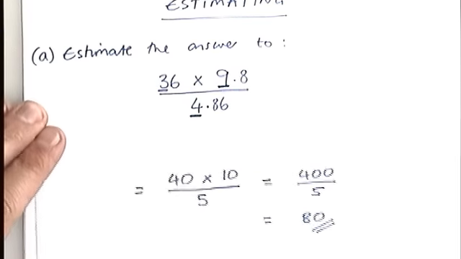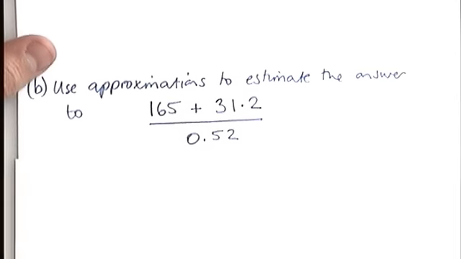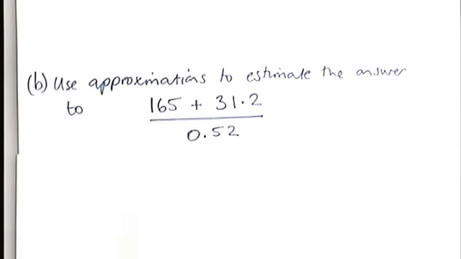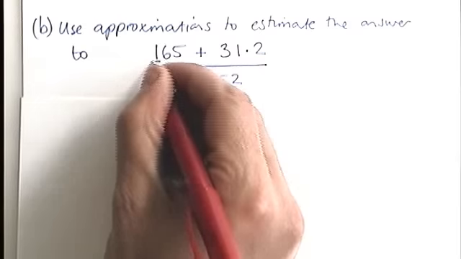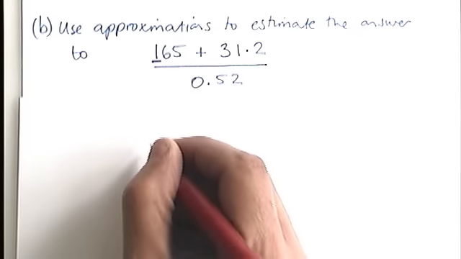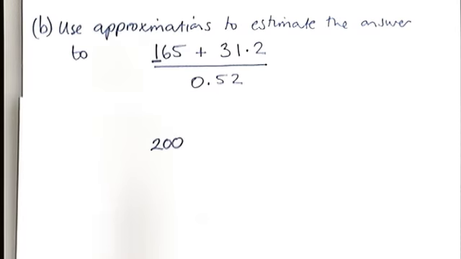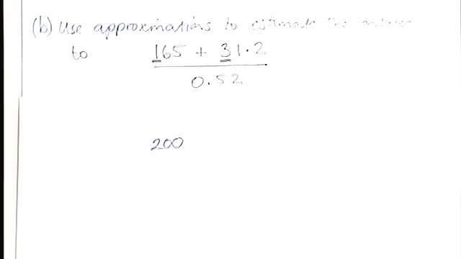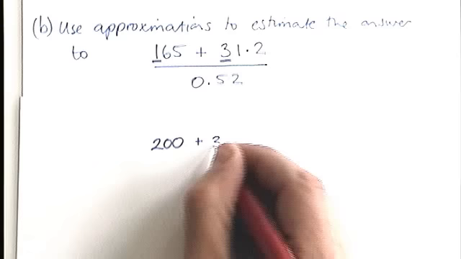Okay, let's have a look at a second example now. This one is a bit more tricky for a reason that you will see in a second. Okay, but let's go ahead and apply the rule. We've got to use approximations to estimate the answer. That just means estimate. Use one significant figure. So we look at this number, 165. The first digit is in the hundreds column, so I'm going to round that to the nearest 100 and write it down. The next number is in the tens column, so I'm going to round that to the nearest 10, which is 30, and write it down.